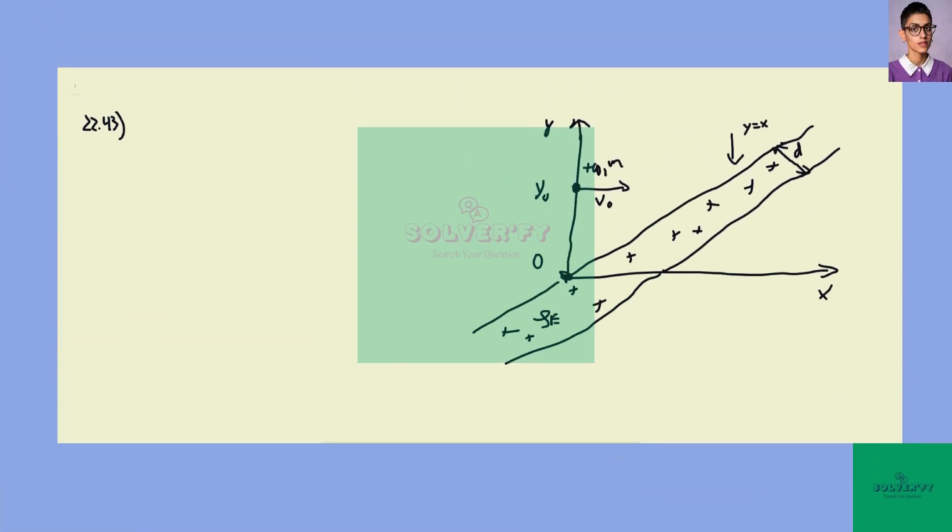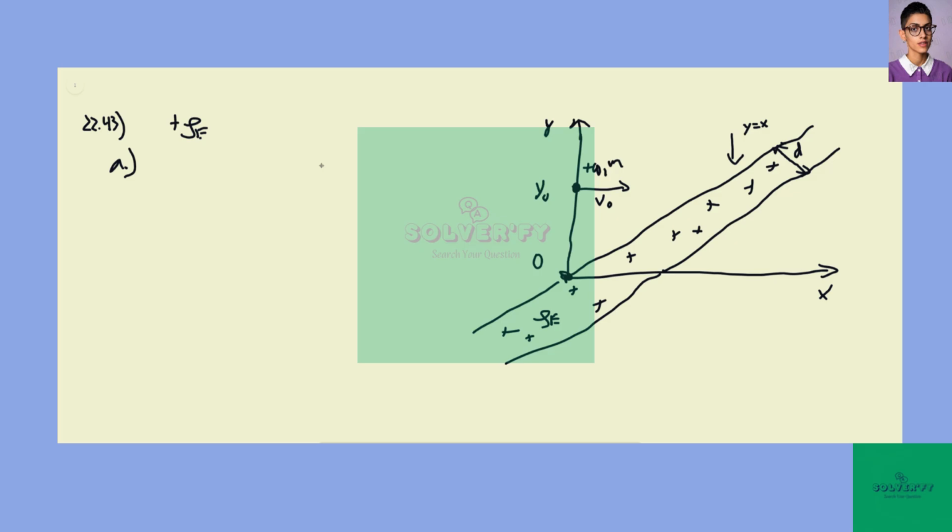Okay, so we're in chapter 22, problem 43. A very large, assume infinite, flat slab of non-conducting material has a thickness d and a uniform volume charge density, positive rho e. We want to show that a uniform electric field exists outside of the slab and determine its magnitude and direction.